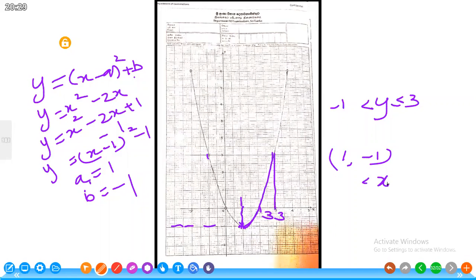x greater than 1 and less than 3. Here, y less than or equal to 3. Here, this point is also included. So here is also the equal sign. How do you understand? Here, y greater than negative 1, less than or equal to 3. Right? Here not equal to negative 1, but here equal to 3. So this point is also included. So you have to put the equal sign on this less than. Right? This part is increasing, this part is decreasing. So the increasing part lies between 1 and 3. So x greater than 1 and less than or equal to 3, because this point is also included.